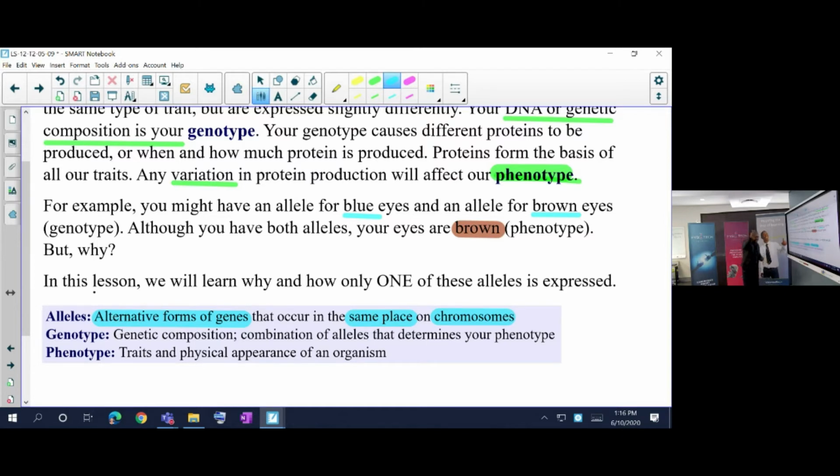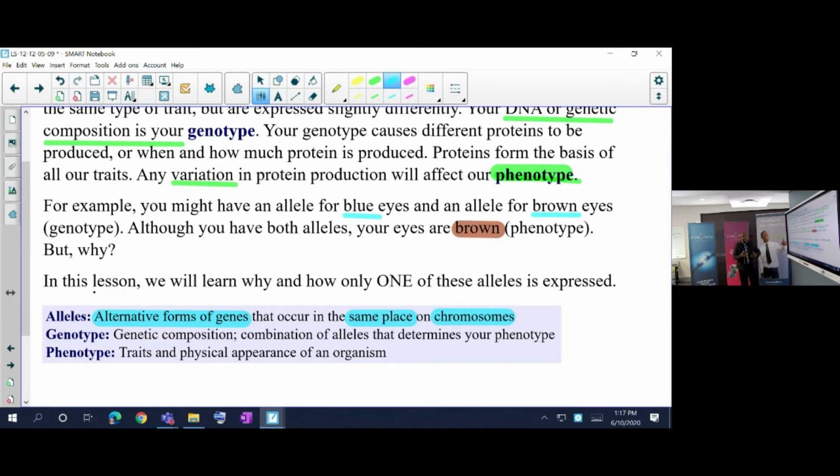We do not have alleles on different positions on our chromosomes. They occupy the same place. When we meet after grade 12 at your tertiary, we can throw in terms like locus. They occupy the same locus. For now, let's keep it simple. They occupy the same place on the chromosomes.